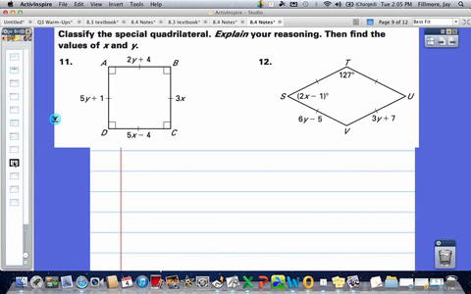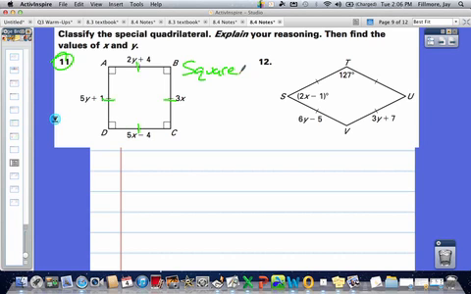And we're going to classify the special quadrilateral and then find the values of x and y. So let's do number 11. When we have all these sides congruent, so we know it's a rhombus or a square, and since we have right angles, we know it's a square. And I just explained it verbally. So if this is a square, we know all sides are congruent.